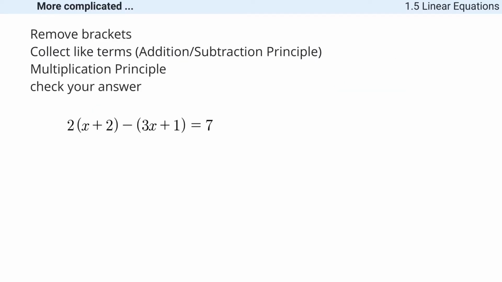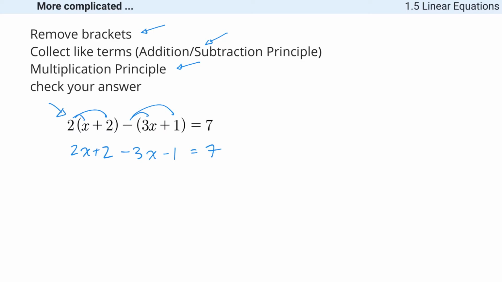Sometimes we get linear equations that might look a little bit more complicated, like this one, and we'll see some other ones later. In the textbook, they suggest, and this is a good idea, that these might be some steps you would want to do in order to solve this equation: remove any brackets, collect like terms, use a multiplication or division principle, and check your answer at the end. So this one, I am going to use that remove brackets. To do that, I'm going to use the distributive property, so I'll multiply that through. Same thing here, there's a negative out front, so I'll use the distributive property and multiply that through.